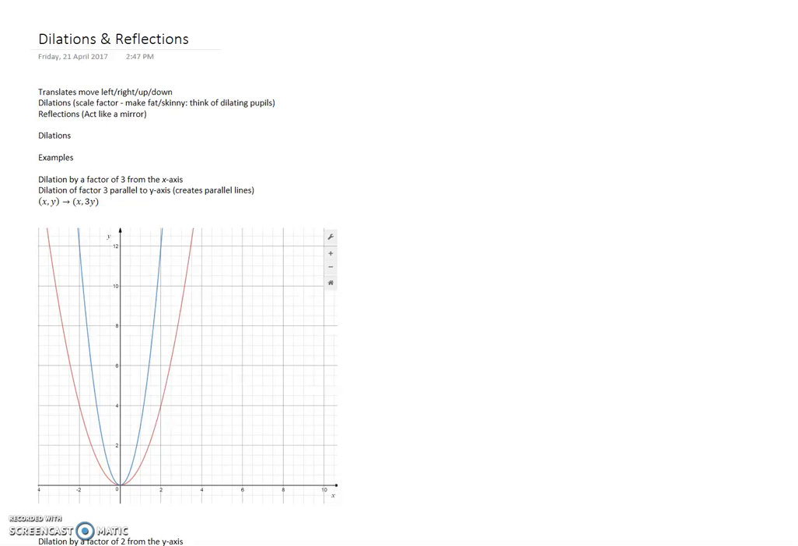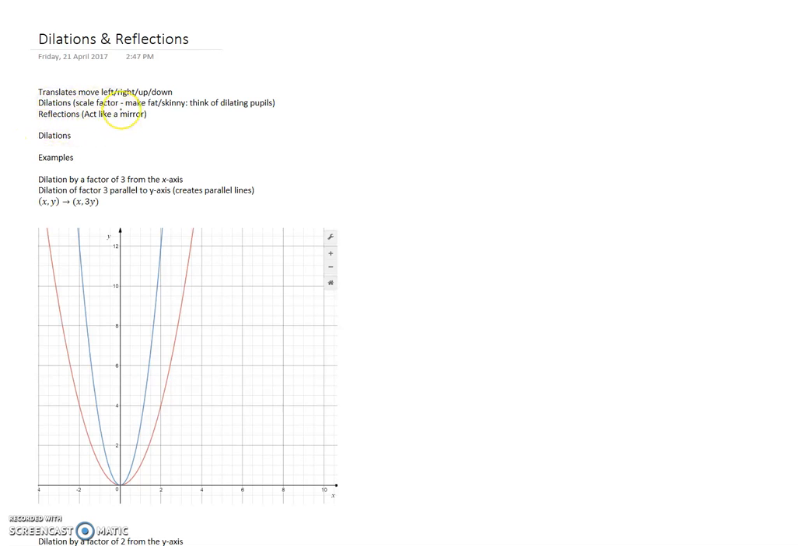Okay, so this video is going to go through dilations and reflections. So just a quick review. The translation just moves things left, right, up or down, and we have some special terminology about moving things to the right. We would say moving in the positive direction of the x-axis, or moving things up would be in the positive direction of the y-axis. So we need to know that terminology.